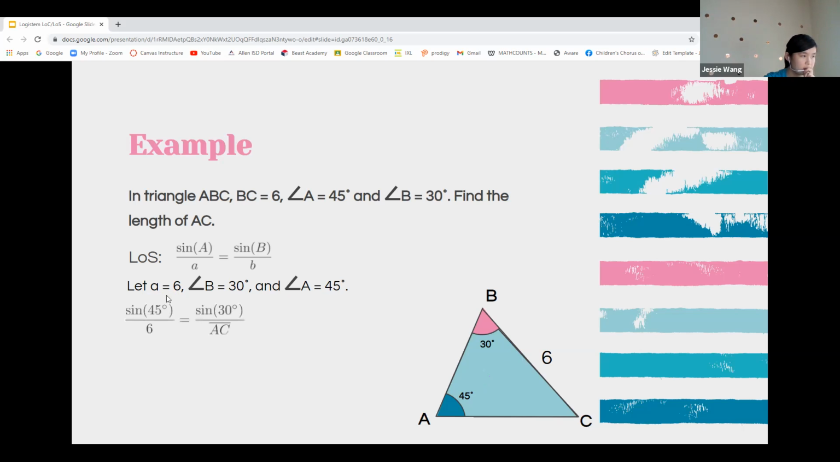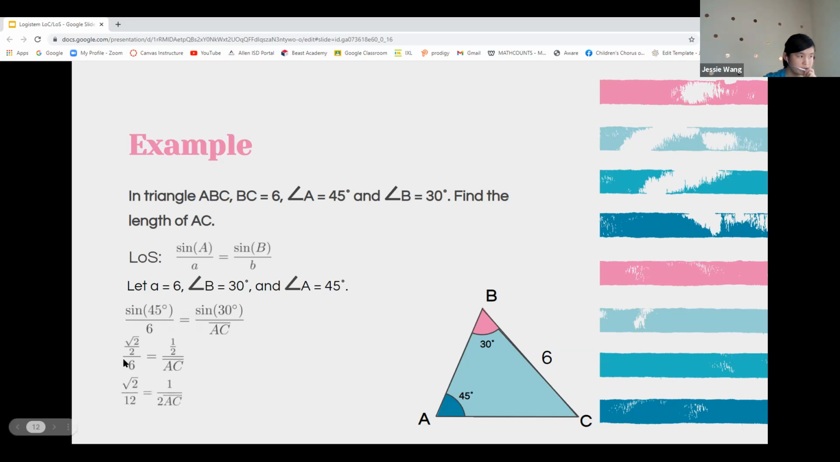So now you plug that in. Sine of 45 degrees over 6 equals sine of 30 degrees over AC. This little line over AC just means line segment AC. Sine of 45 degrees is equal to square root 2 over 2, and sine of 30 degrees is equal to 1/2. Again, these are just some common angles that you'll need to know in trigonometry. Usually they're 30 degrees, 60 degrees, 90 degrees, and sometimes 45 degrees.